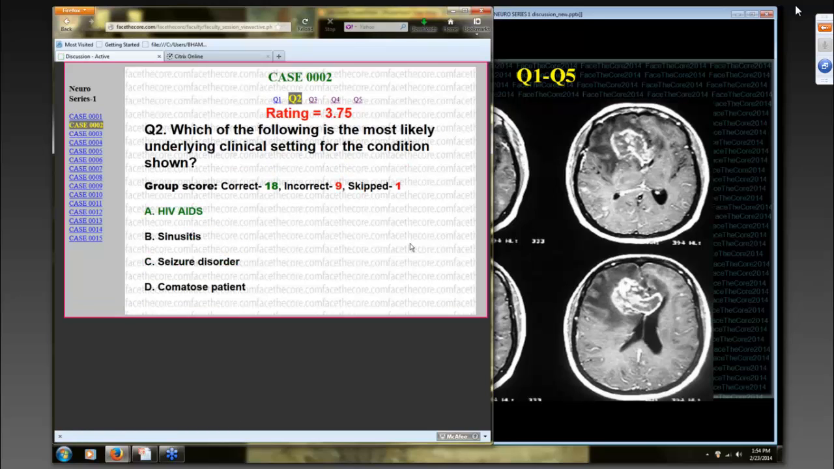And coming to the next question as to the most likely underlying clinical setting for the condition that is shown, the AIDS is the right answer. And in immunocompromised patients, there are two important conditions that happen which can give you an enhancement pattern as well as the morphology like that what you are seeing in this case. The two are the toxoplasmosis and lymphoma, both being common and come secondarily in cases of immunocompromised situations.